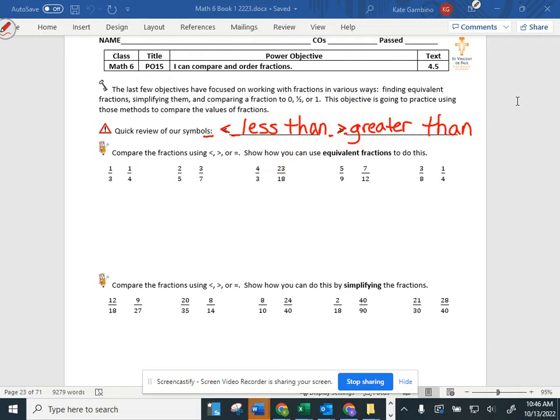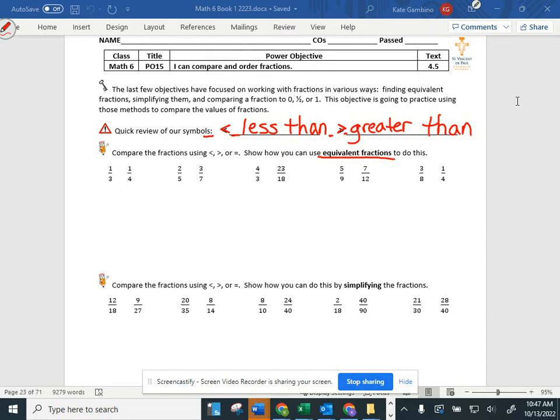So compare the fractions using less than, greater than, or equal to. We always read from left to right, so we're comparing that first number to the second number. Show how you can use equivalent fractions to do this. So if we're using equivalent fractions, what does that mean? James? You're making them the common denominators. Yeah, we want to find that common denominator fraction.